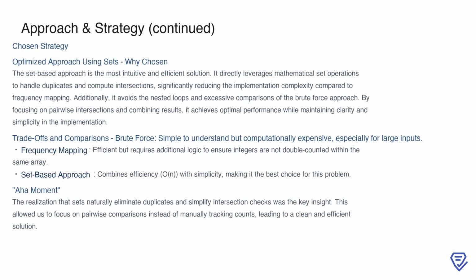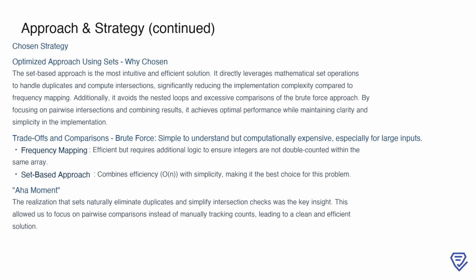The chosen strategy for this problem is the optimized set-based approach. This solution stands out for its combination of efficiency and simplicity. By leveraging mathematical set operations, we eliminate duplicates and simplify the process of finding intersections, avoiding the complications of frequency tracking or the inefficiencies of nested loops. Pairwise intersections allow us to focus on the core requirement, identifying integers present in at least two of the arrays, while keeping the implementation clean and straightforward.